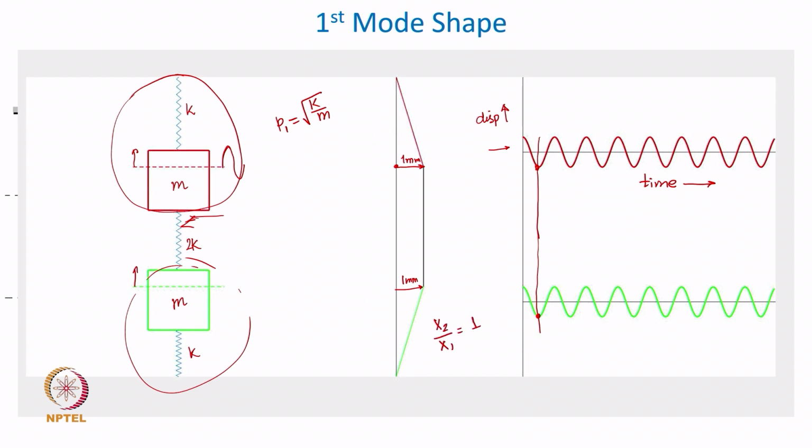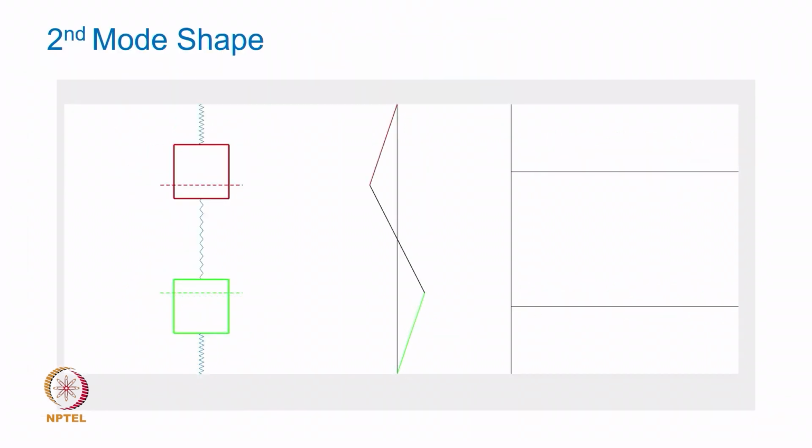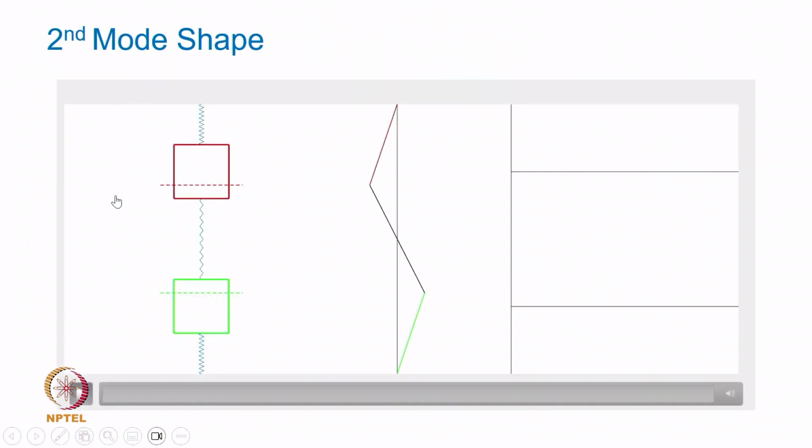Now, I am writing here 1, which does not mean that in all 2 degree of freedom systems x2 by x1 will be 1. The moment you change these stiffness values and mass values to be arbitrary, the ratios will completely change. It might be 0.4, it can be 1.1 or whatever. Normally we normalize it with respect to the displacement of mass m1. Okay. Now, let us look at the second mode shape.